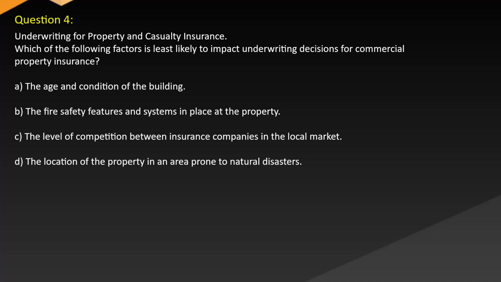Question 4. Underwriting for property and casualty insurance. Which of the following factors is least likely to impact underwriting decisions for commercial property insurance? A. The age and condition of the building. B. The fire safety features and systems in place at the property. C. The level of competition between insurance companies in the local market. D. The location of the property in an area prone to natural disasters.